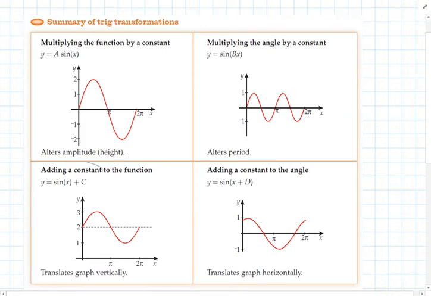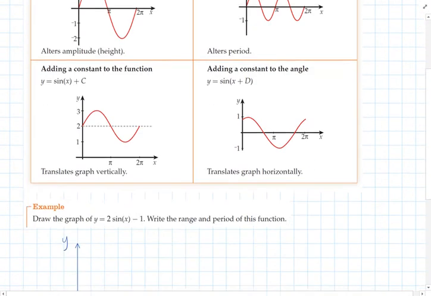If you just add a constant, the same thing happens as adding a constant to any graph. You just shift it up by that constant. If you add a constant to the angle, you're just transforming it left or right. So if it's positive, you're transforming it left, and if it's negative, you're transforming it right. Anyway, let's look at an example and see how we get on.